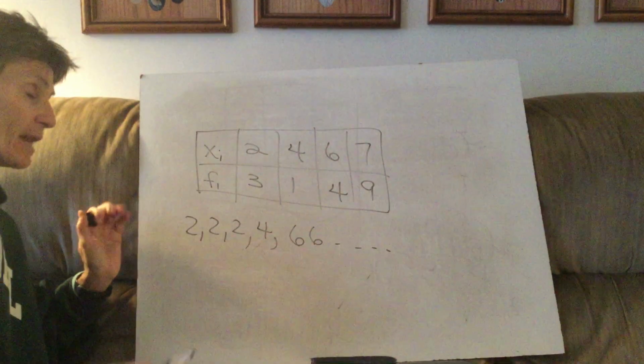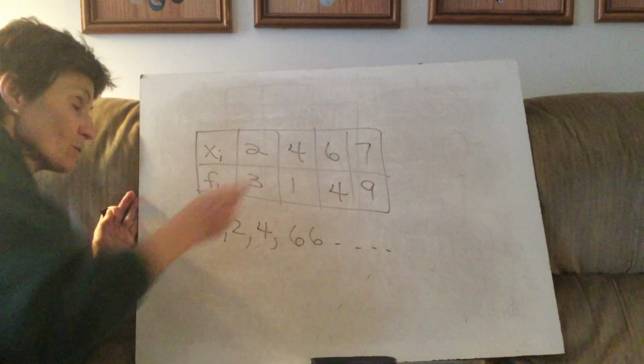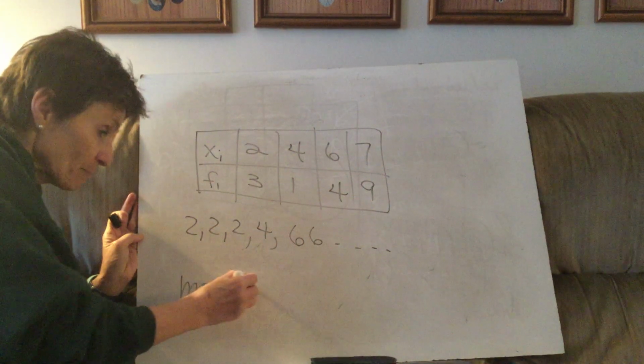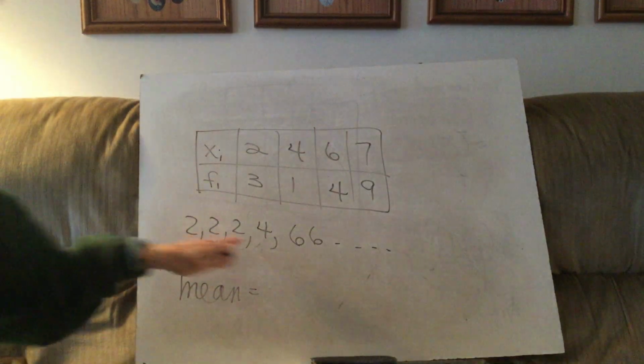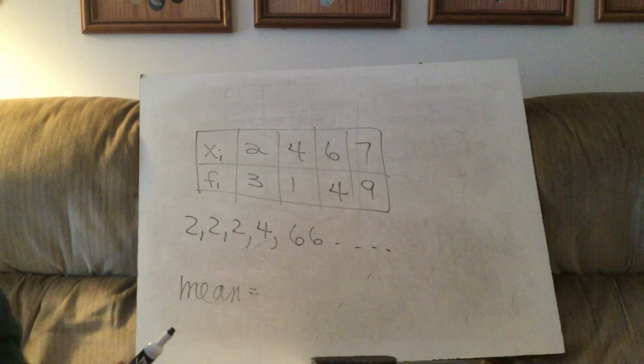So I'm not going to write all that out, but this tells you how many times you have each of those numbers. And your job is to find the mean. Well, to find the mean, you would just add all these up and divide by how many you have.